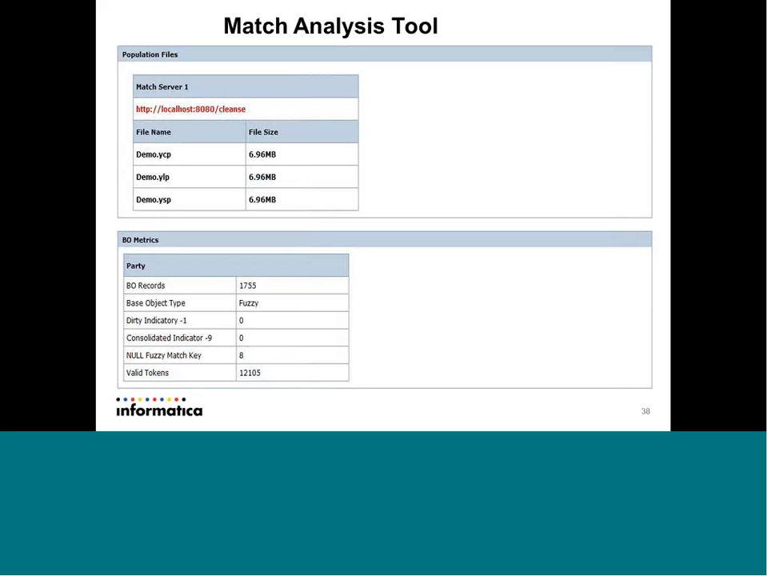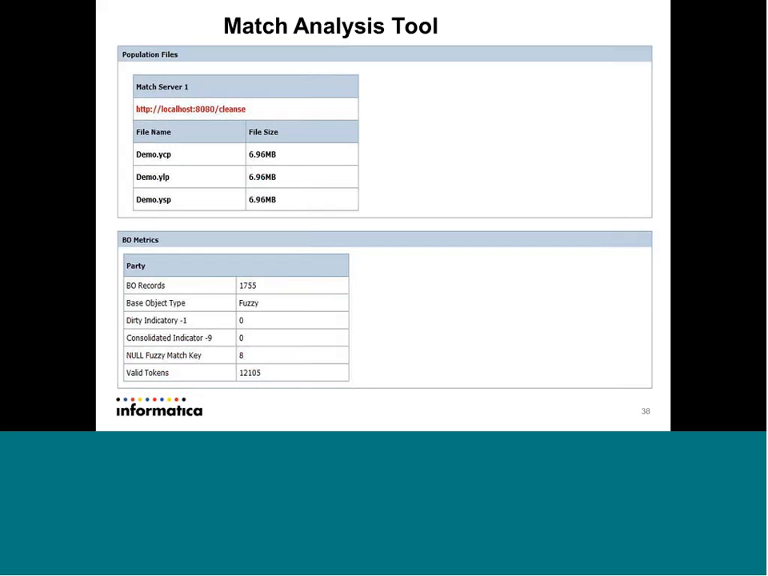It will also give you some information about the population files that we have. For example, if you have multiple client servers, it will provide you with the names of population files as well as the file sizes. Suppose you have a corrupt population file somewhere, we can compare the sizes of the population files in the different client servers. And the last thing it will show you is the metrics about a particular base object.